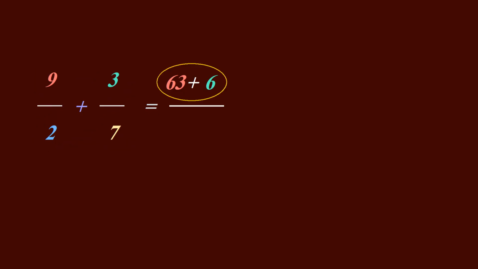Now just add those two numbers. So we have 63 plus 6, which is equal to 69. Multiply the two denominators. So we have 2 times 7, which is equal to 14.